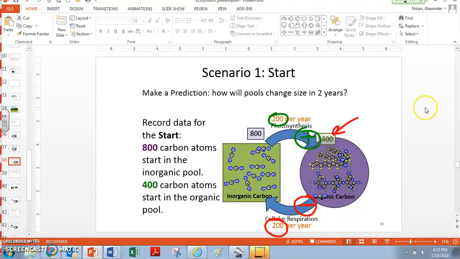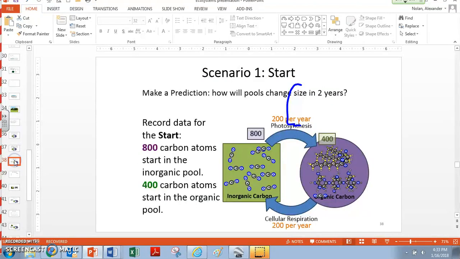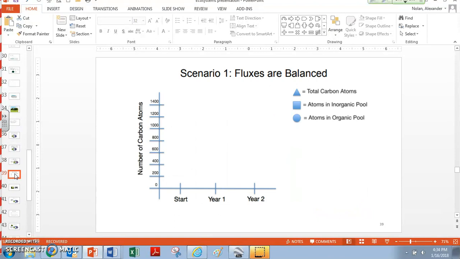So I'm going to jump ahead to the next slide, and we're going to start thinking about how we should graph this. We can start off just by thinking of the organic carbon. If we look at a graph like this, we have our little key here. We can see that our organic is a circle, and it started, according to the previous slide, at 400 pounds. So we've got our 400 pounds of carbon over here for our organic, and for the start here, we're going to draw a little circle for 400 because our organics are a circle.